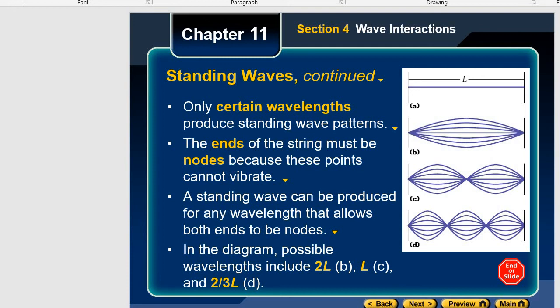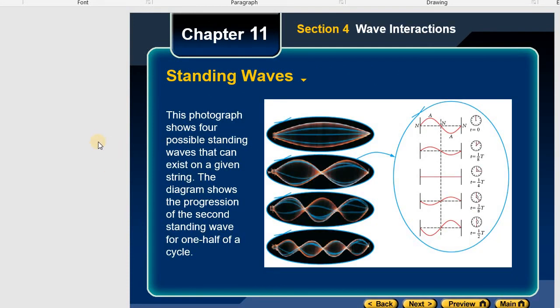Okay, our last slide is this photograph that shows four possible standing waves that can exist on a given string. The diagram shows the progression of the second standing wave for one half of a cycle. Here is the beginning of the standing wave after shaking or vibrating the string, and here and here and here is the completing of the standing wave formation. Now we are going to watch a video.